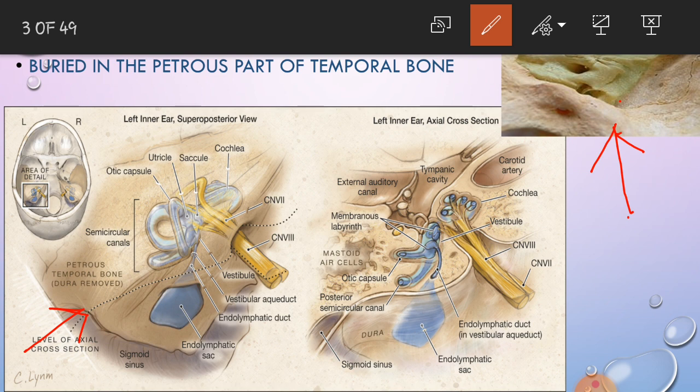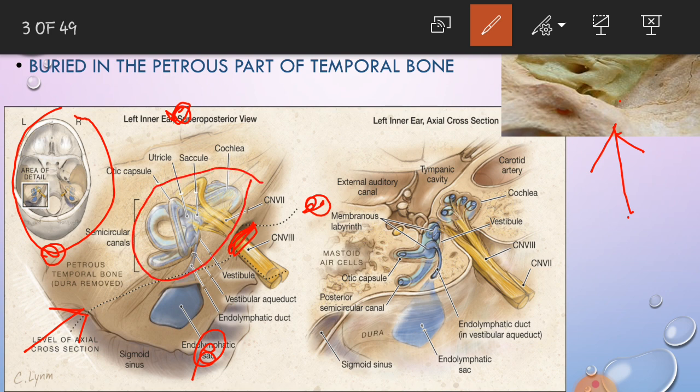Talking about the axis of this diagram, this is anterior, this is posterior, this is medial, this is lateral. As you can see here in this inbox, the petrous part of the temporal bone has been enlarged to show the location of the internal ear. This is the internal acoustic meatus, and this is buried deep in the petrous part of the temporal bone.